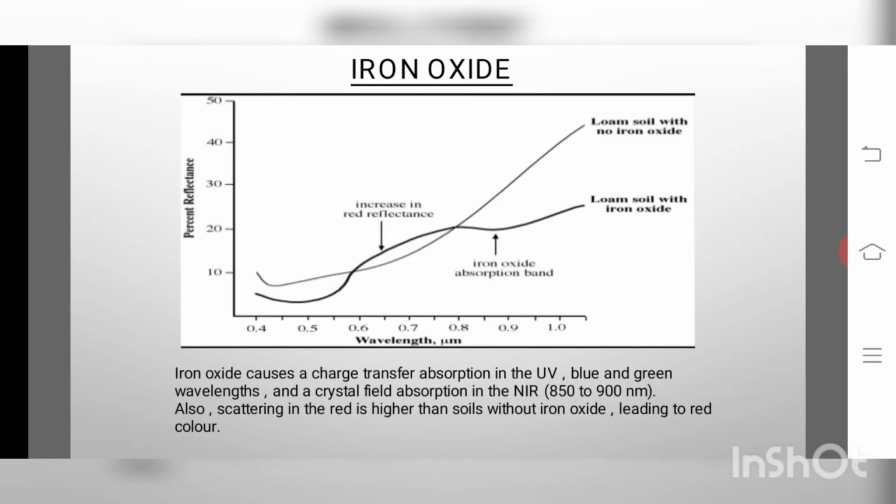Iron oxide. Iron oxide causes a charge transfer absorption in the ultraviolet, blue, and green wavelengths, and a crystal field absorption in the near infrared. Also, scattering in the red is higher than in soil without iron oxide, leading to red color.